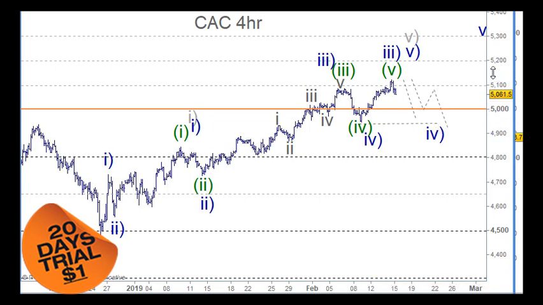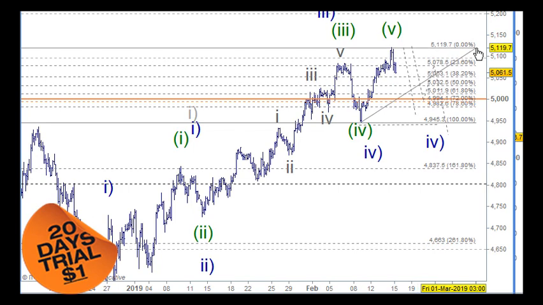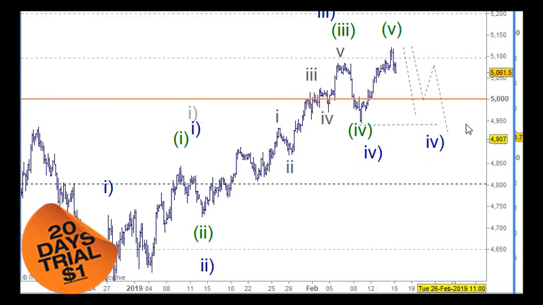The only contention in here is the 61.8% retracement level from this space here that you would need to look at, which is pretty close to the 5,000 anyway. So I don't need to worry about that too much. You can just use the numbers.